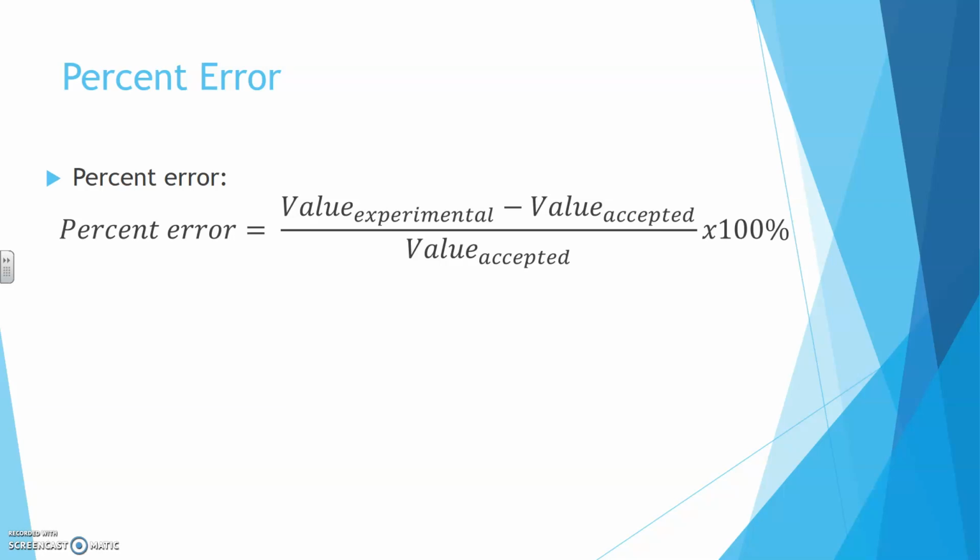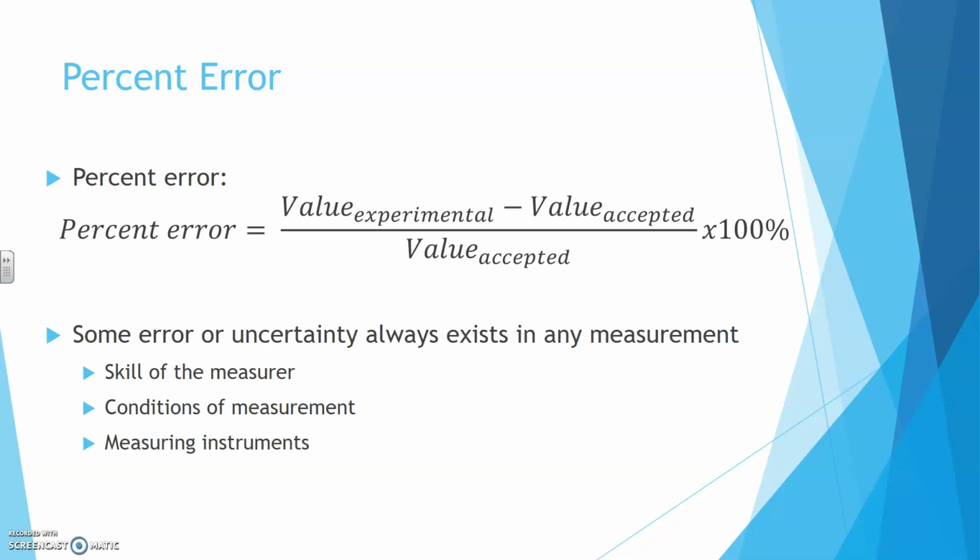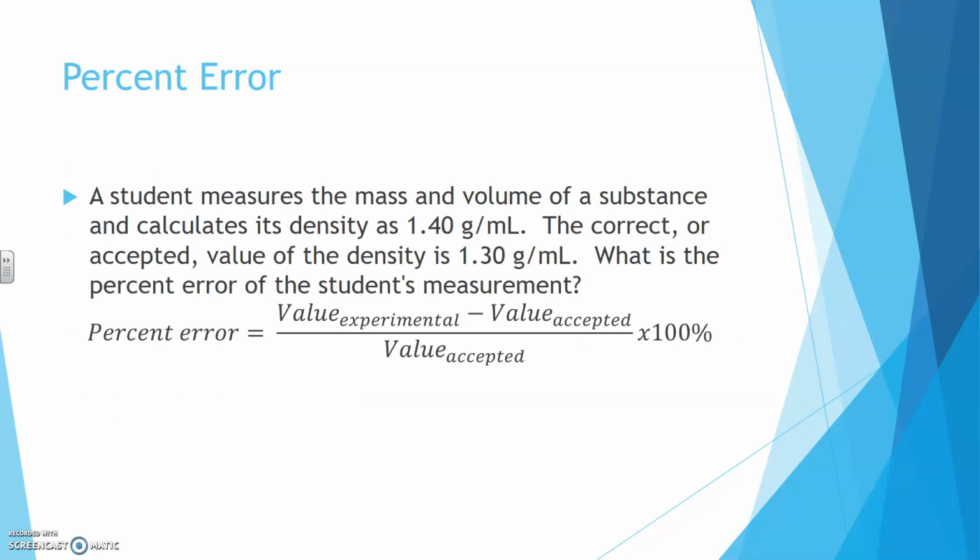to be. There is some error or uncertainty that is always expected in any measurement. This goes into the skill of the measurer, how many times they've taken this kind of measurement, the conditions of the measurement, and also the measuring instruments. Each instrument, if it's a highly technical instrument, maybe it needs to get calibrated, or different kinds of things can throw them off. So there is some error or uncertainty that's always expected in any measurement.